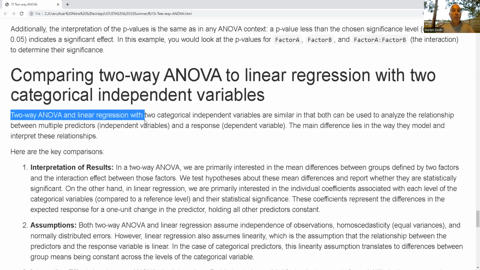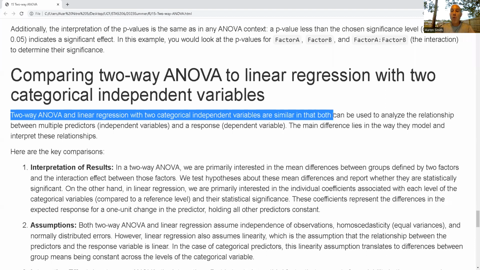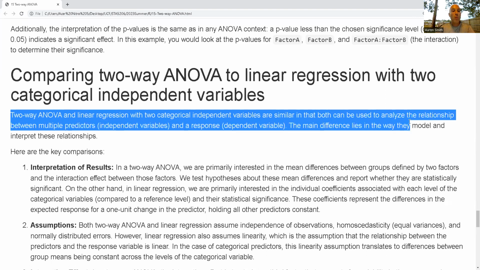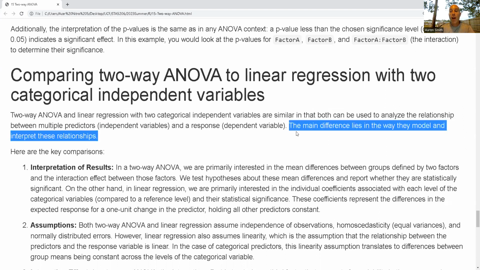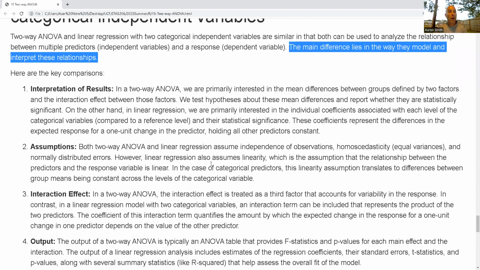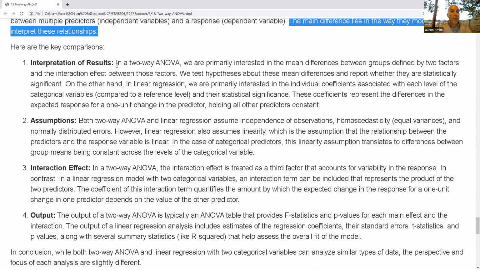Two-way ANOVA and linear regression with two categorical independent variables are similar in that both can be used to analyze the relationship between multiple predictors, independent variables, and response, dependent variables. The main difference lies in the way the models are built and how we interpret these results. Here are the key differences.